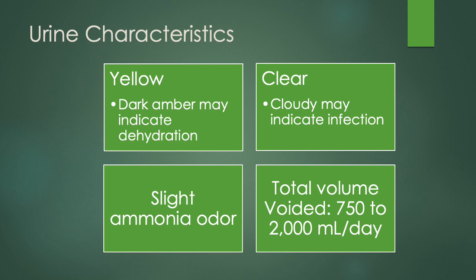Urine characteristics are that it's supposed to be yellow, clear. You may have a slight ammonia odor, but it shouldn't be severe. And normally, your volume voided is 750 to 2,000 mLs a day. If you have dark urine, it may indicate dehydration. Cloudy urine may indicate some type of urinary tract infection. And if you have a more severe ammonia odor, that may lead to other urinary issues.